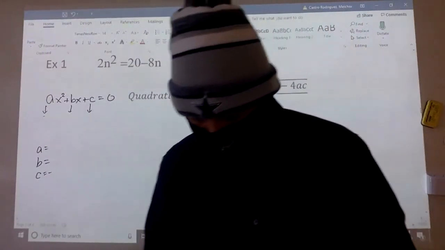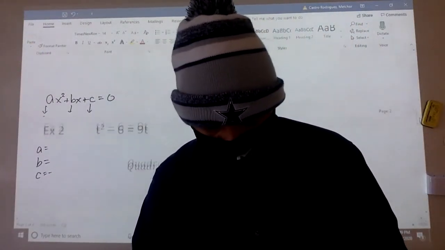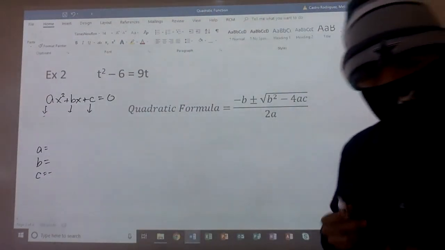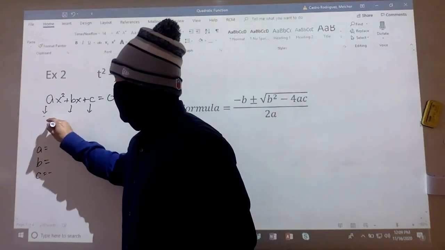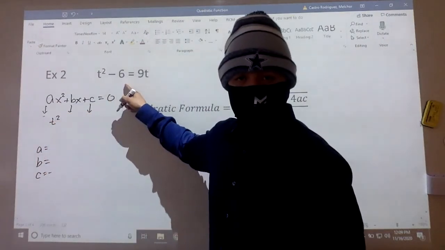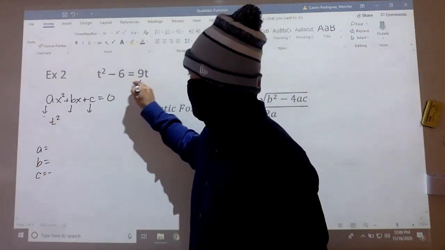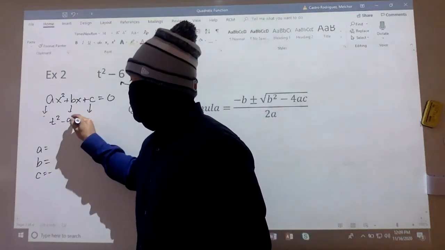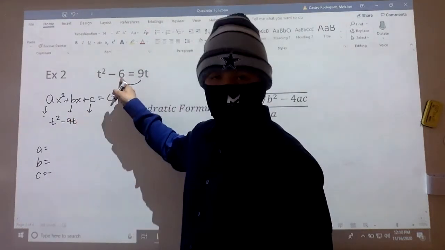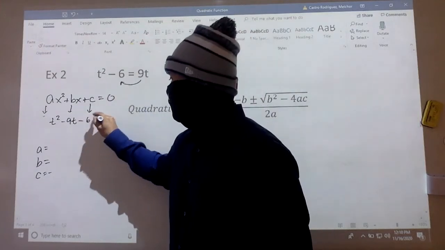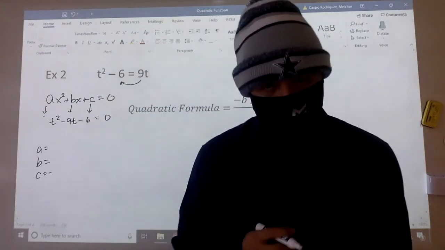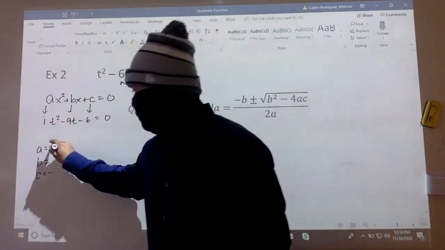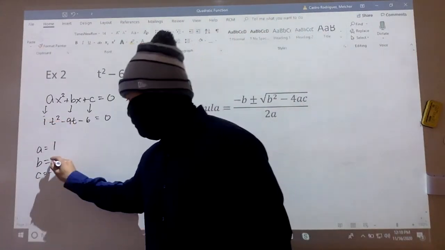Second example. I gotta put it in place first. The square comes first. Then the number with the letter is on the other side. I gotta move it to this side. It used to be positive, now it will be negative 19. The number is already there, so I just bring it here. Equals 0. Value of A, if you don't see a number next to it, it's usually a 1. Value of B, negative 9.